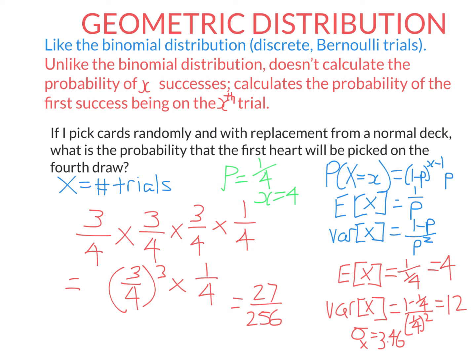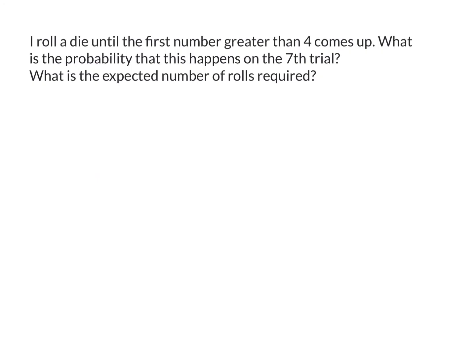All right, let's look at one more example where we're using this formula. So let's try this question here. I roll a die until the first number greater than 4 comes up. What's the probability that this happens on the 7th trial? We'll also find the expected number of rolls. So if we let X, the random variable here, be the number of trials required for the first number greater than 4 to come up, then X follows a geometric distribution.